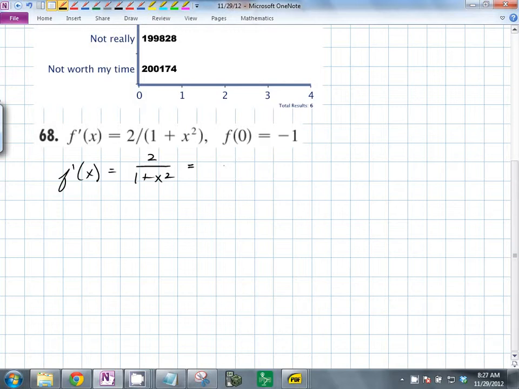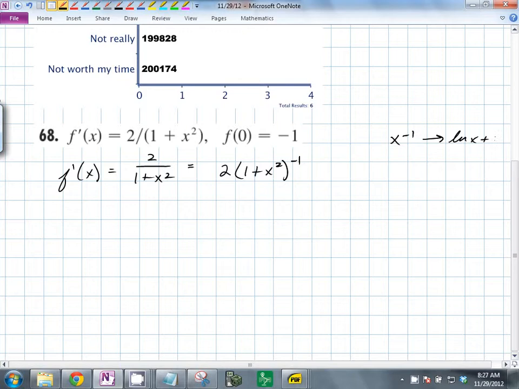It's hard. You might be tempted to do this, right? 1 plus x squared to the negative first power. Now, what does that kind of look like? It kind of looks like this, right? And you know that the general antiderivative of x to the negative 1 is ln x plus c. So what might you guess the general antiderivative of this is? 2 ln of 1 plus x squared plus c, like this, right?